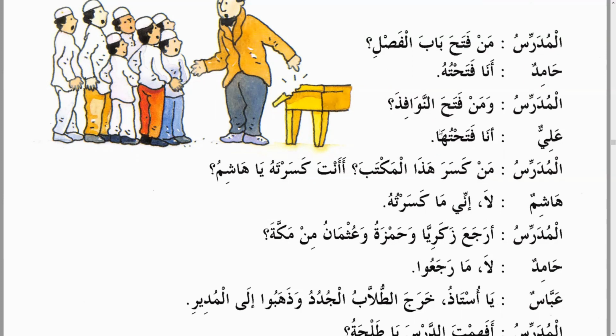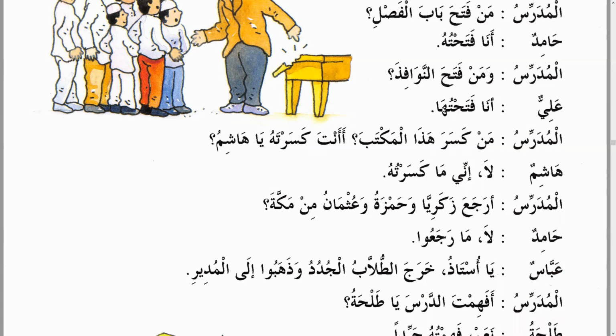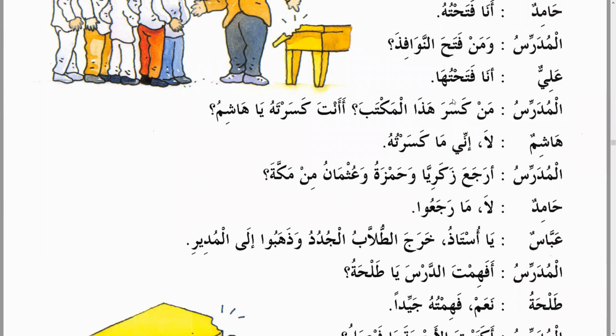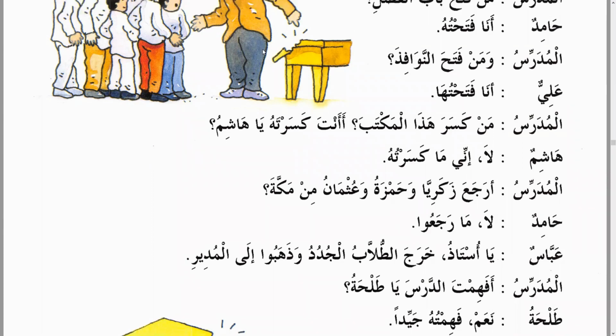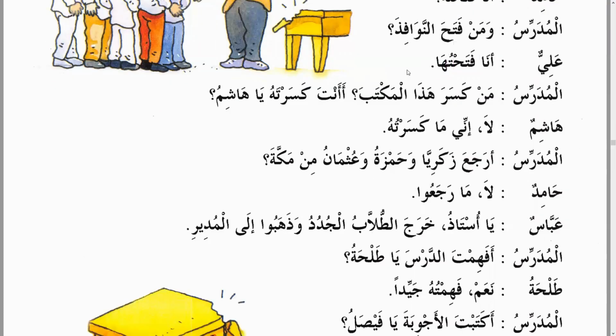We have to use a singular feminine pronoun. I cannot say fatahtuhunna or fatahtuhum, because this is a non-human plural. We have to use singular feminine. I opened them, but we'll translate that as them. Fatahtuha: this is the fail, this is the Mafoolun Bihi, and this is the verb. Three words in this. I opened it. So Arabic is very concise. Fatahtuha, it's a whole sentence. It's almost one third of any language. Arabic is so short.